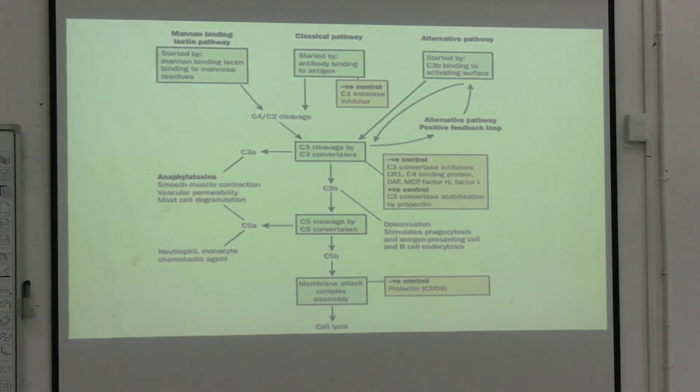So if we look at the whole picture, what will happen? After the C3 convertase activates C3, it will convert C5, will form the membrane attack complex, and it will lead to cell lysis. All the smaller fragments will lead to release of anaphylatoxins, which will result in smooth muscle contraction, vascular permeability, and mast cell degranulation. This will ultimately result in chemotaxis, movement of neutrophils and phagocytes from blood circulation into the local site. And the C3b will result in opsonization by the phagocytes. Hence, this is the total mechanism of the complement system.